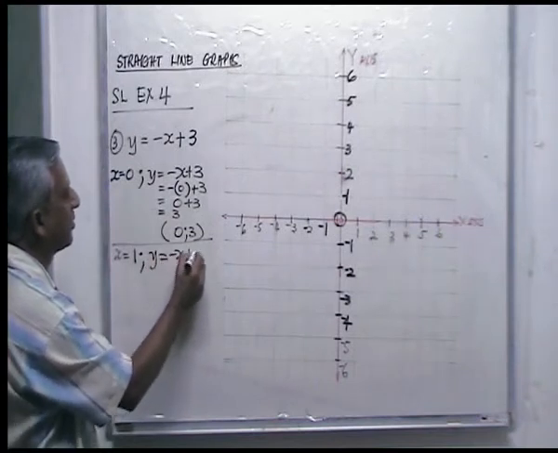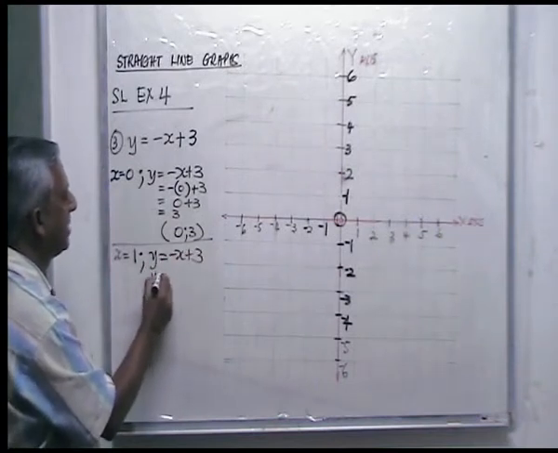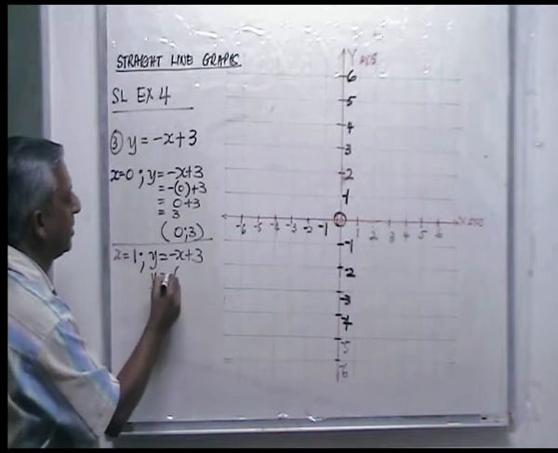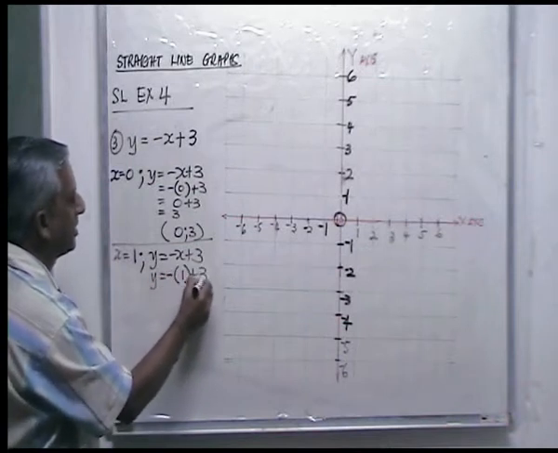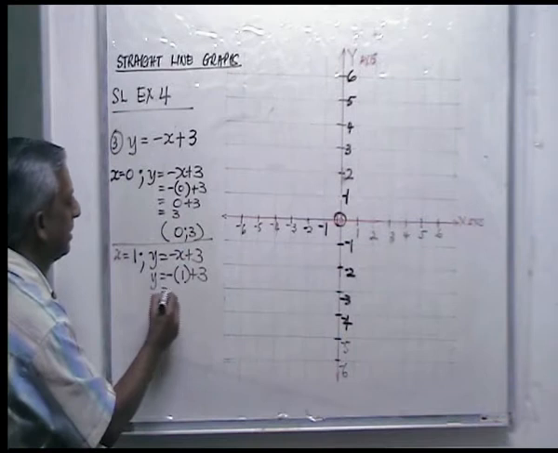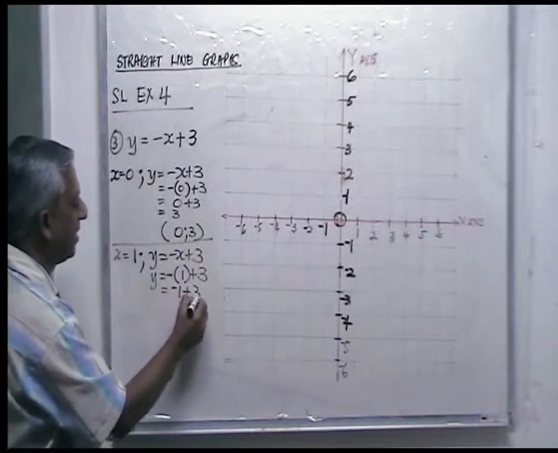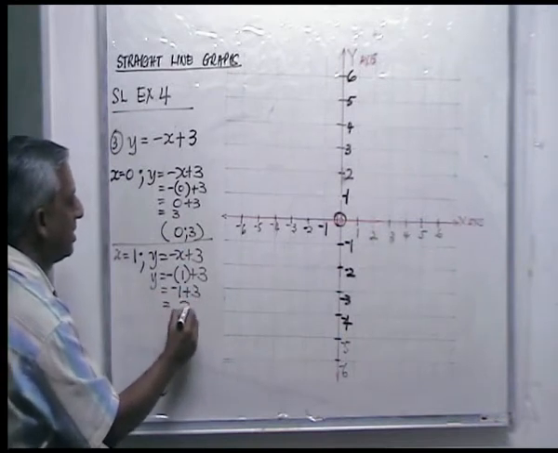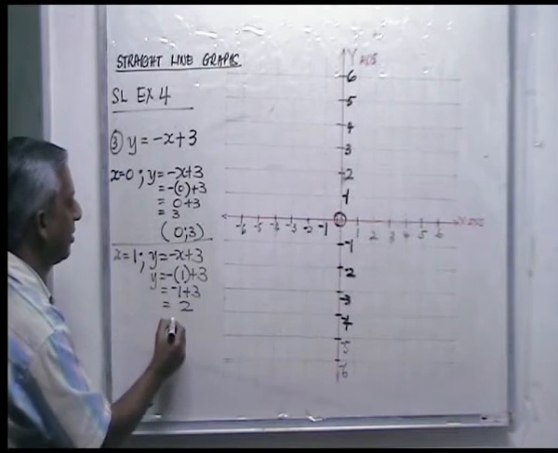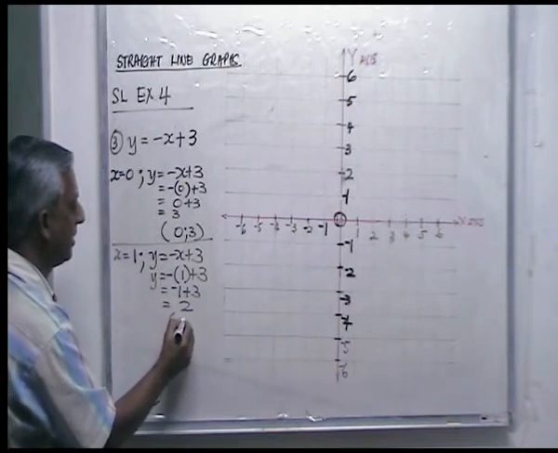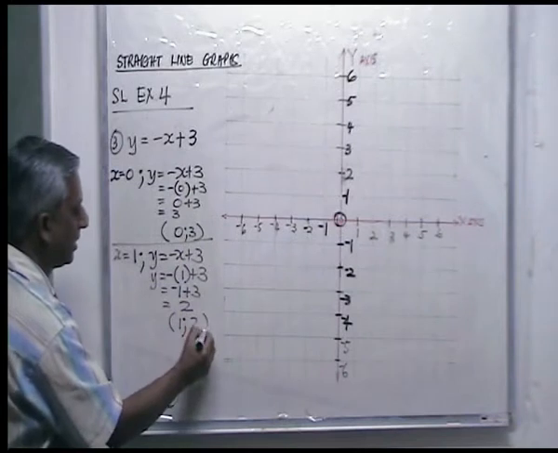So y is equal to minus x plus 3. Y is equal to minus into 1 plus 3. That's minus 1 plus 3. Minus 1 plus 3 is 2. So your second ordered pair is 1 and 2.